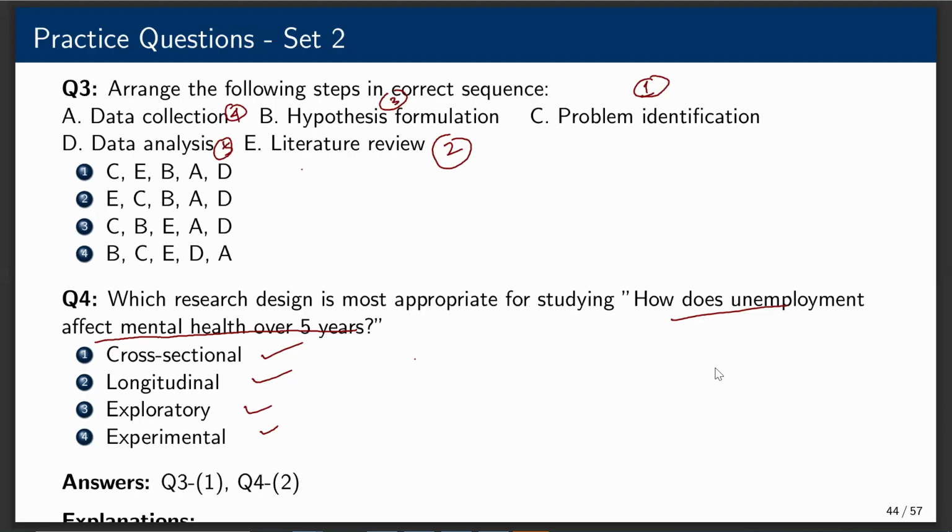But you have actually missed a very important point here. Because we are trying to study how unemployment affects mental health over 5 years, we are trying to study the same individual. Are you getting? Yes, sir. Same individual over 5 years. Over 5 years.